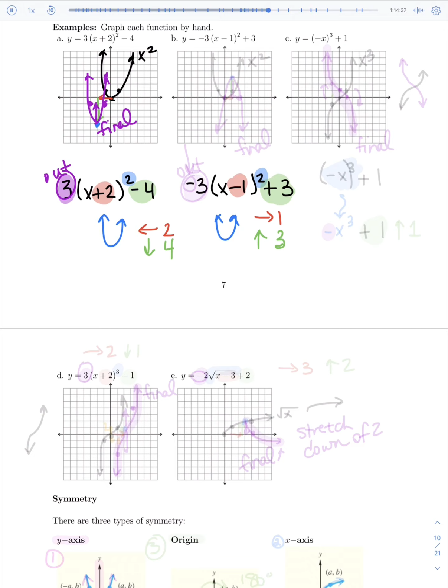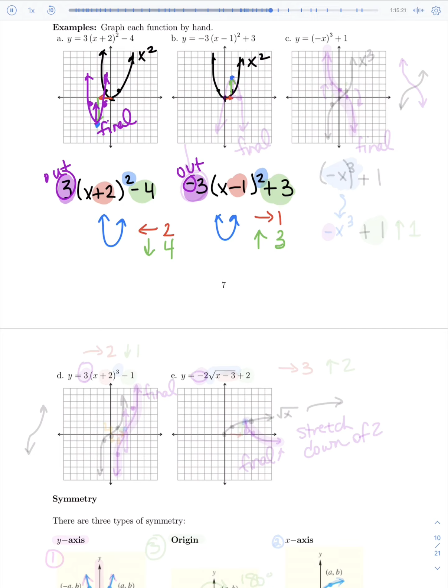And positive means up. And the last thing that we've got here is our stretch that's on the outside of negative 3. That means instead of being pulled up 3, because it's negative, we're actually going to get pulled down 3. So we'd start out with our regular parabola, which is at (0, 0), (1, 1), and (−1, 1). The first thing that we would do is shift it to the right 1. And then we're going to shift up 3. And that will be the base of our parabola.